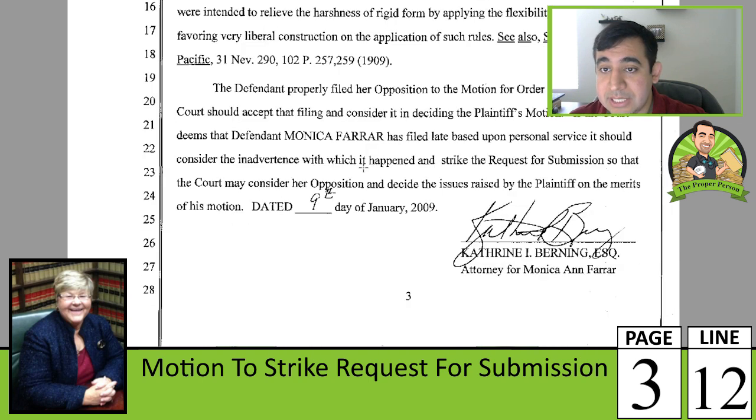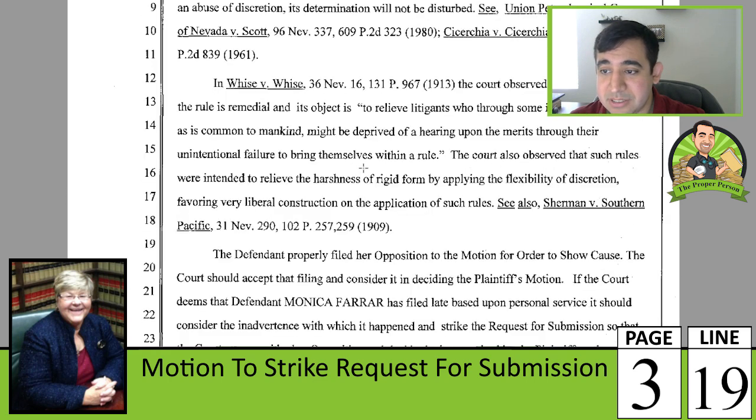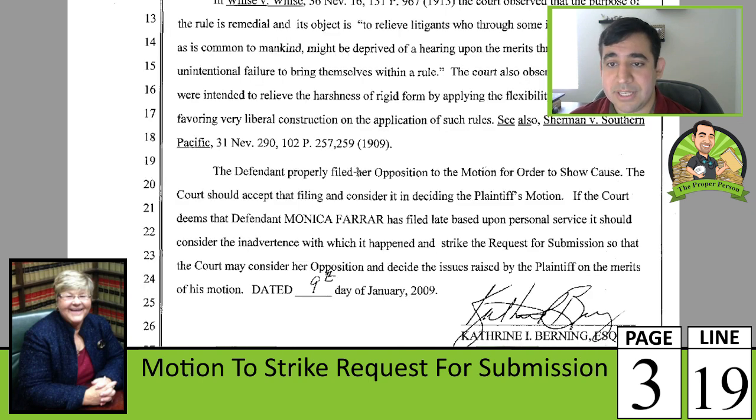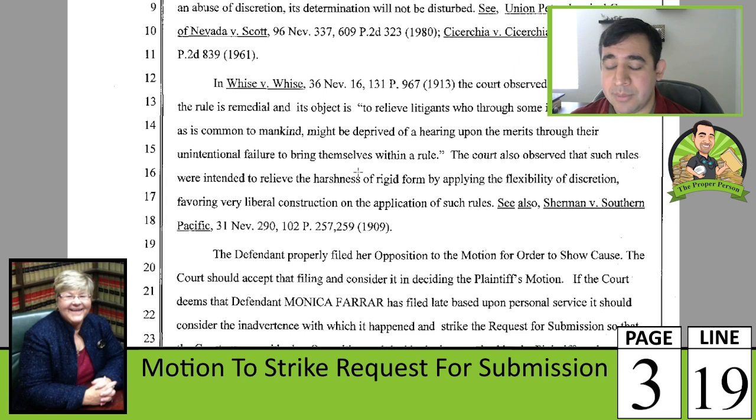We'll continue scrolling down here. If she properly filed her opposition, the court should accept that filing and consider it in deciding the plaintiff's motion. So I'm not sure why she's asking for an extension of time, because she files it on the, maybe she's just playing it safe. Maybe just 1 extra basis to appeal. She could argue that she was entitled to an extension or an enlargement of time. So in this case, she has preserved 3 different arguments on appeal. 2 of them are an absolute joke.